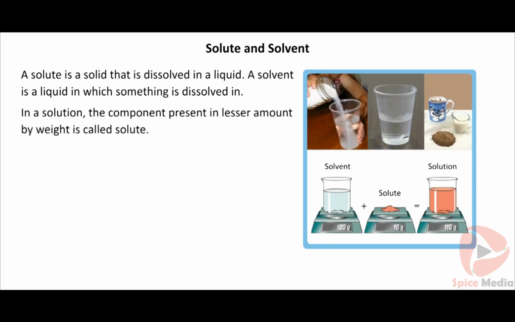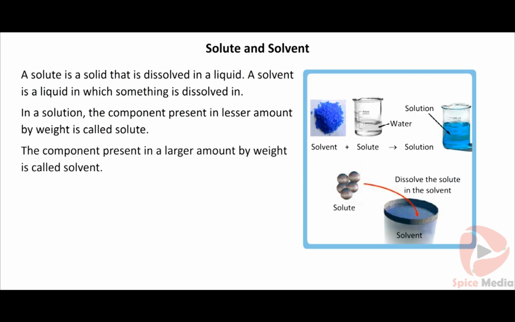In a solution, the component present in lesser amount by the weight is called solute. The component present in a larger amount by weight is called solvent. Solvent surrounds the particles of solute to form solution. A solution can be represented: solute plus solvent gives solution.